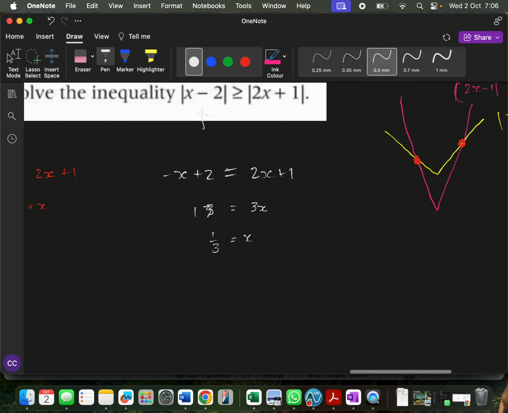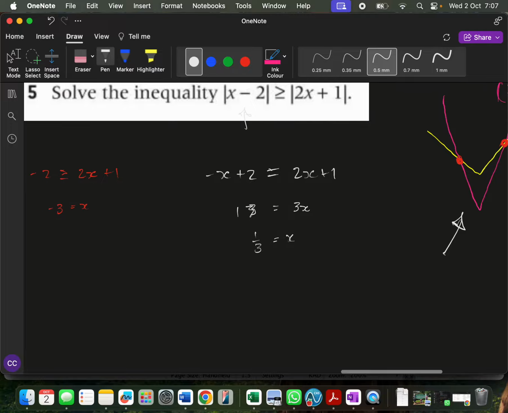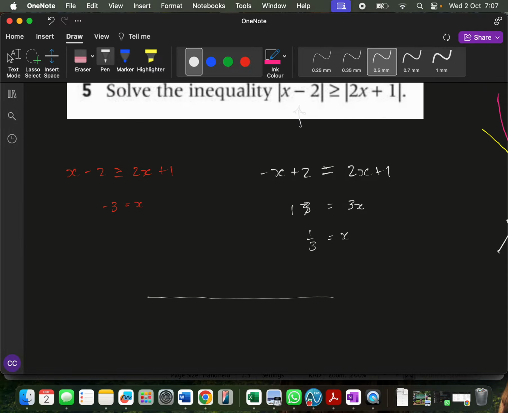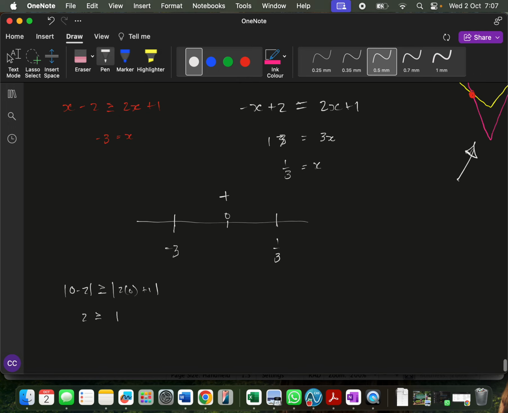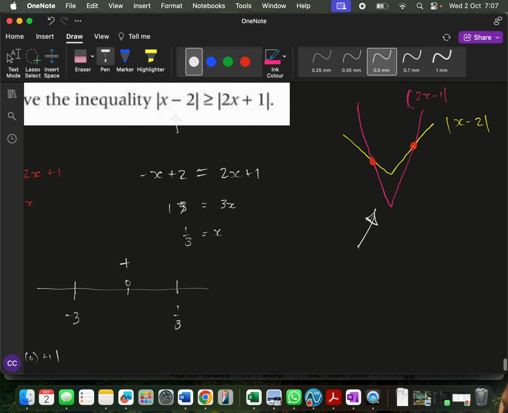So what I'm proposing is this is what I think it looks like. So I'm just going to do a sign diagram. I know that it intersects at negative 3. I know that it intersects again at 1/3. I'm just going to test something in the middle. So if I sub in 0 here, so 0 minus 2, and I'm going to my original equation, 2 times 0 plus 1, well, that is 2, and 2 is in fact greater than 1. So we know that our yellow function is above the pink function at that point.